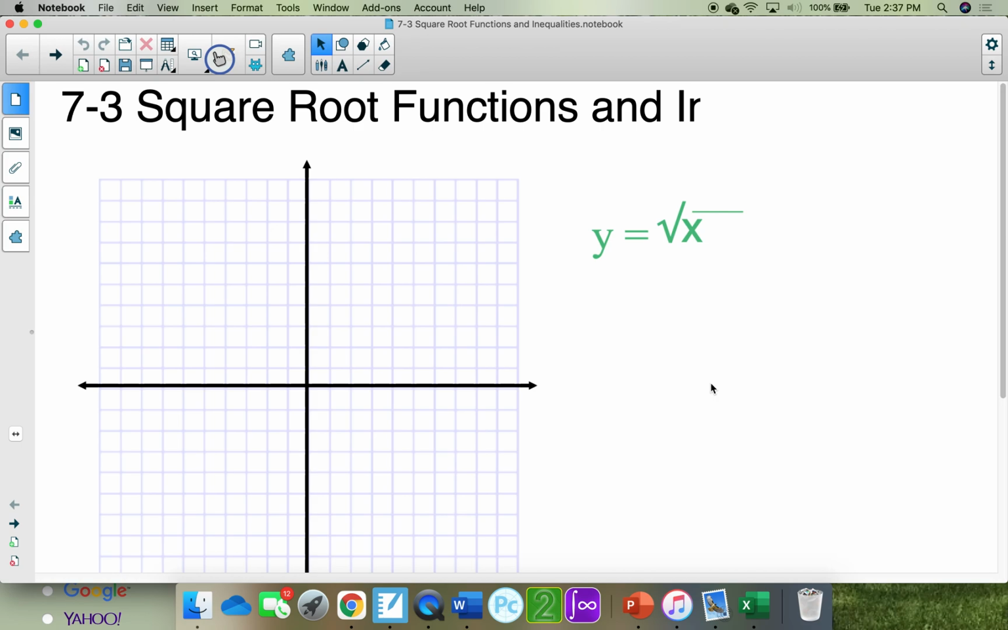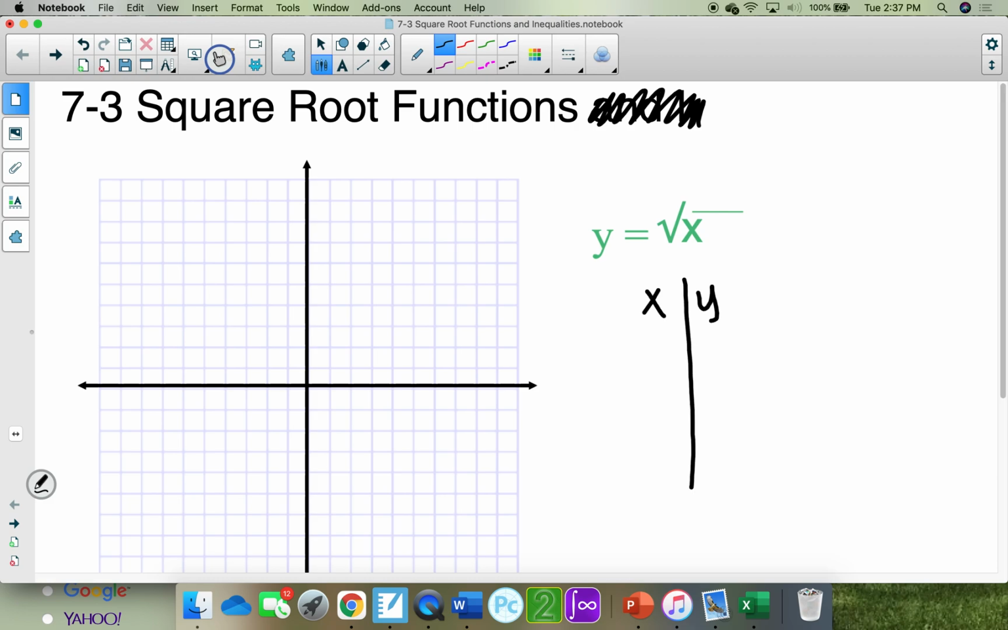Okay, 7.3, we're gonna graph square root functions. Okay, this is what a square root function looks like.